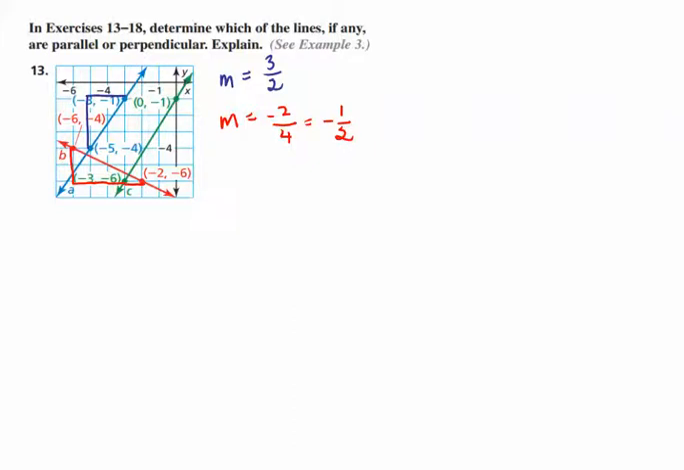For the green line, we start at the leftmost point, go up 5, then right 3. So the green line has a slope of 5 over 3. Now, interestingly, none of these lines are parallel and none of them are perpendicular. The blue line and the green line may look parallel, but they are not. So none parallel, none perpendicular.